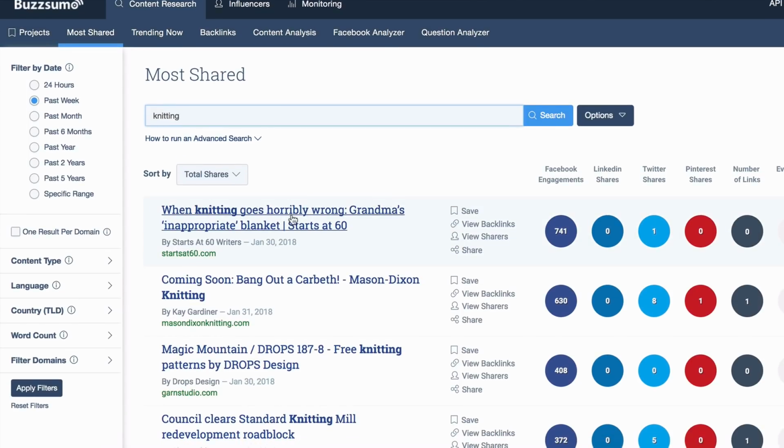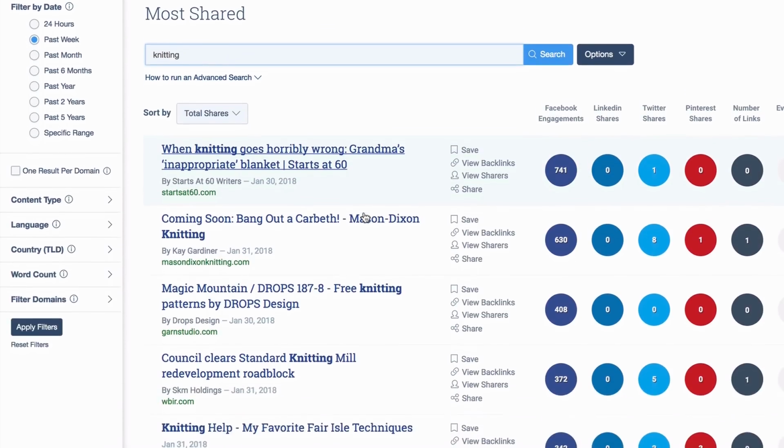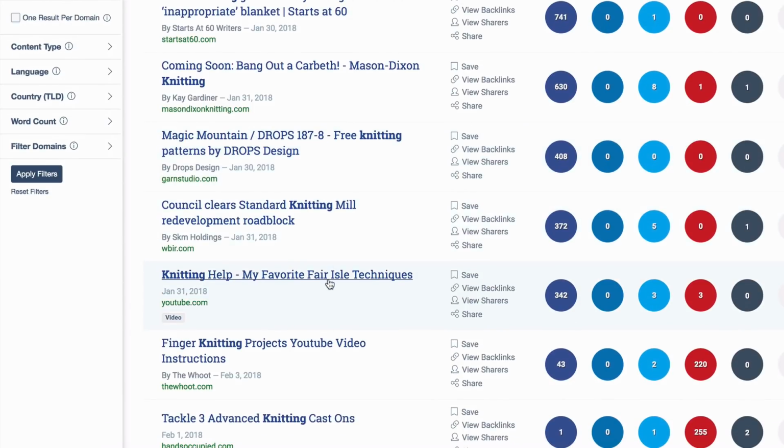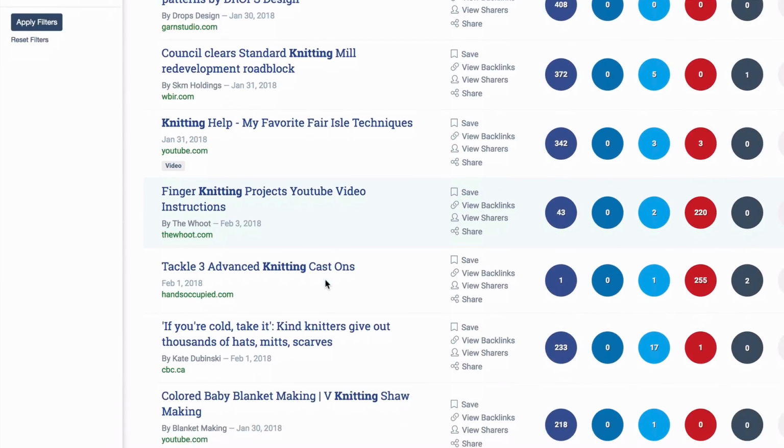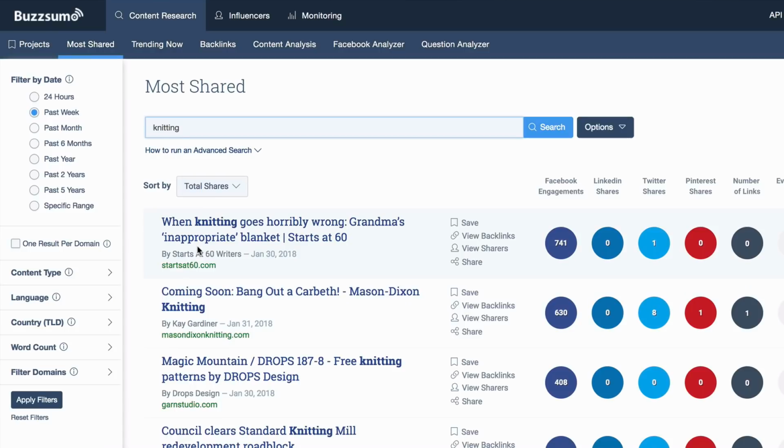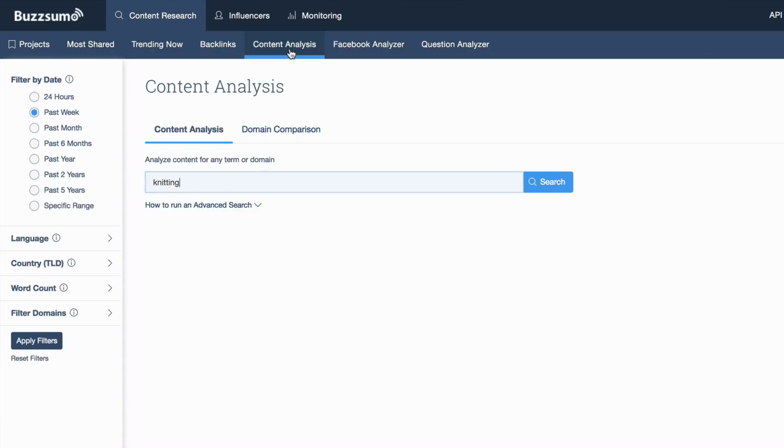So when knitting goes horribly wrong, I can see why it would be shared quite often. Knitting help, finger knitting project. So this isn't really telling me too much. So instead of most shared, I'm gonna go to content analysis here, and we'll keep with knitting so we can analyze this term and see what websites pop up.